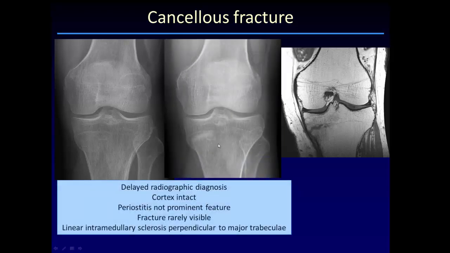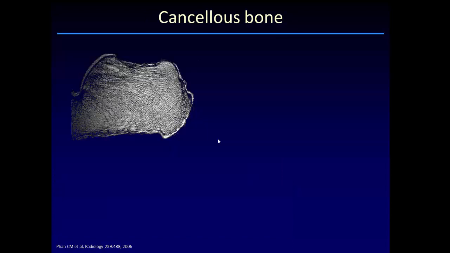Here's the x-ray later on, and now the fracture line is manifest. This is taken about 3 weeks later, and you can see this band of sclerosis. Again, notice that the cortex is intact and there is no periostitis. So periostitis is not a very helpful feature when you are looking at insufficiency fractures.